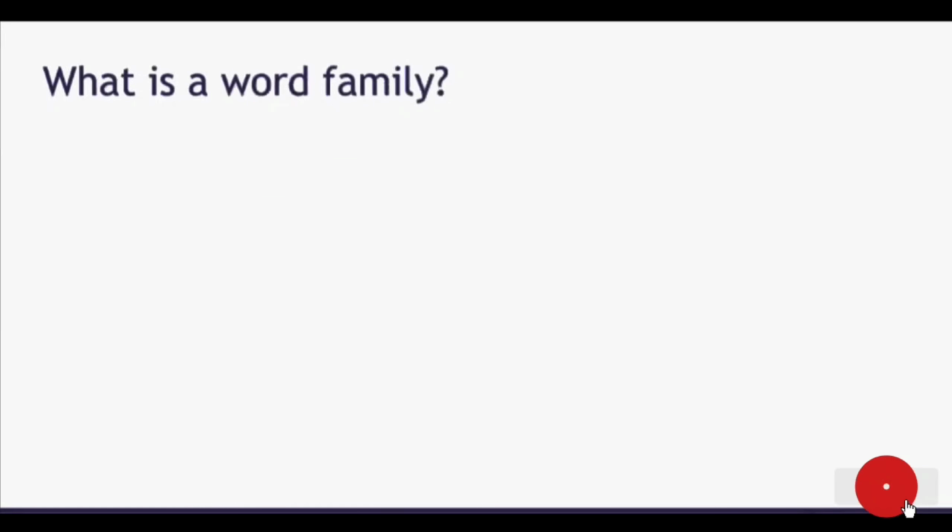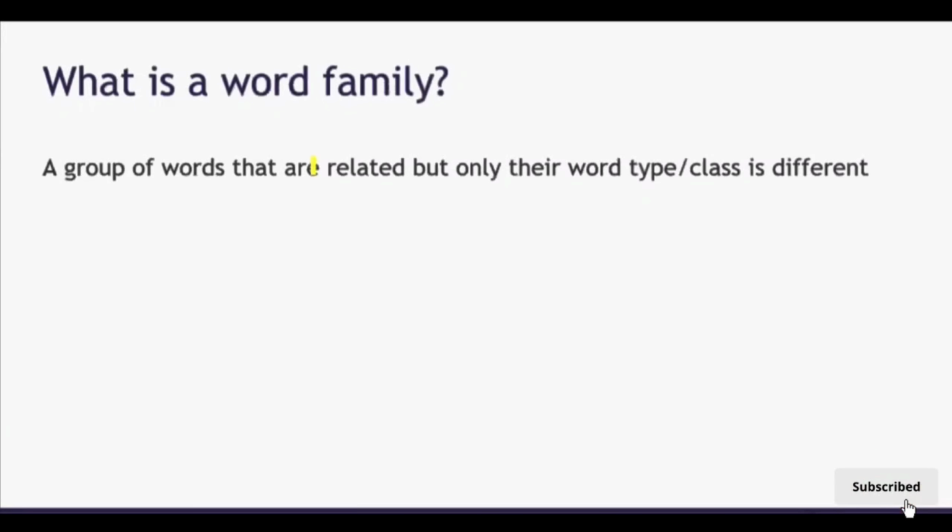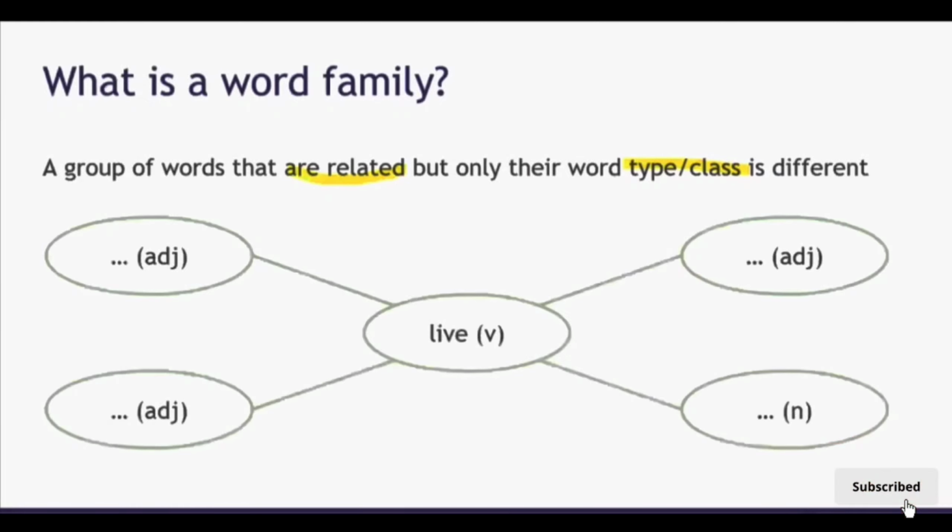Now, what is a word family? A word family is a group of related words with different word types or classes, such as adjectives, verbs, nouns, or adverbs. Words in the same family share a root but differ in endings or prefixes. We will look at examples. In the center of the screen is the verb live, which has many family members with different word types. We will look for 3 adjectives and 1 noun.